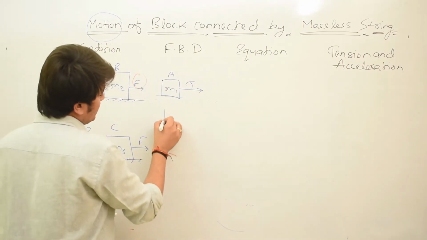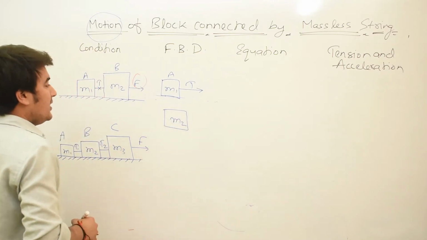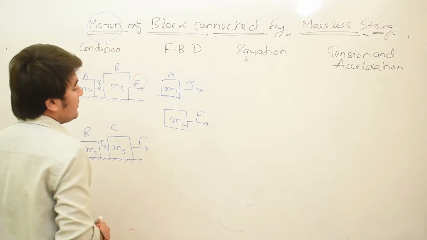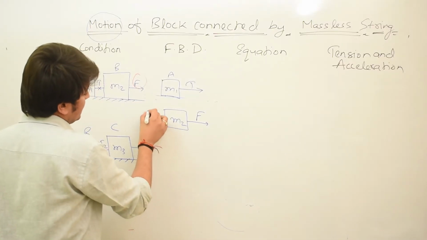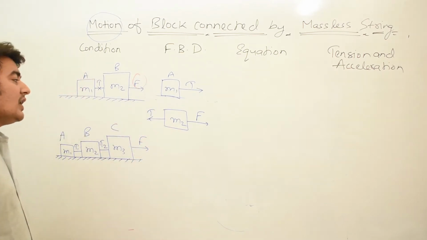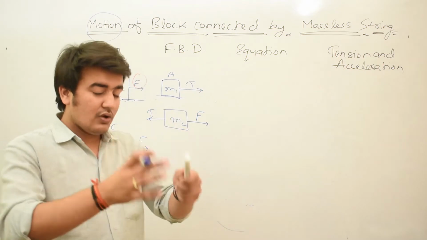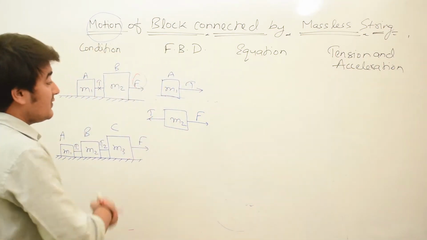Now I am talking about body B of mass m2. Could you please help me with this? What will be the force applied? You will say, sir, force F will be applied in the right direction. Where will the tension force be applied? You will say, sir, tension T will be applied in the left direction. Why? Because we have to consider tension always away from the body. Is it clear to you? It should be clear to you. This is very important.